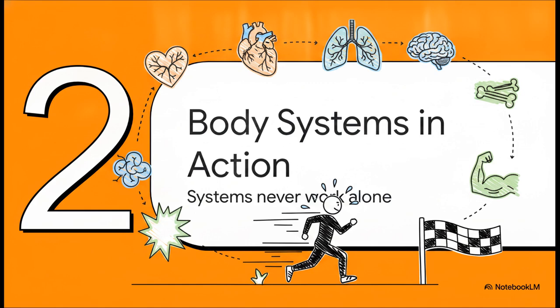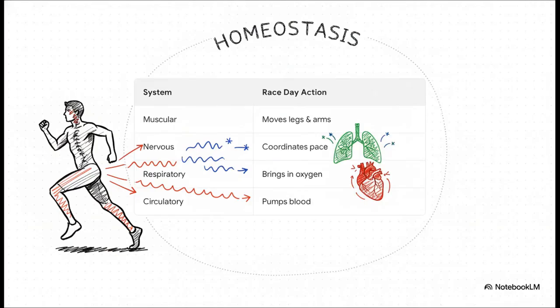Now, what's really interesting about this is how we can take that hierarchy and instantly put it to the test in a real-world scenario. Let's look at race day to prove that body systems never, ever work alone. Picture a runner mid-stride, just totally sprinting toward the finish line. The muscular system is firing on all cylinders, physically moving the legs and pumping the arms. But here's the thing, those muscles literally don't know when to move without the nervous system, which is rapidly firing off signals from the brain to coordinate the pace and stride.